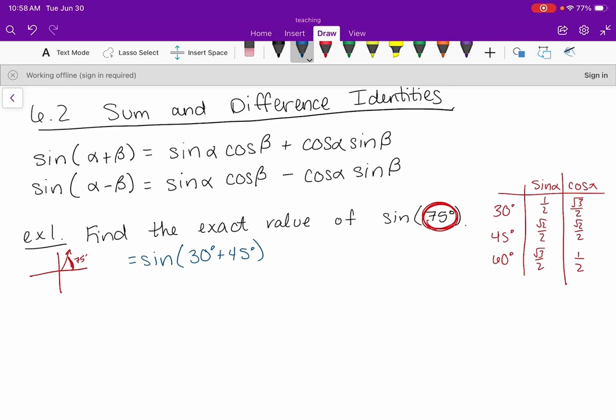Now this is not as simple as just saying, okay, let's do sine of 30, sine of 45, and then add them together. Not that easy, unfortunately. That's why we have the identities. So if you want to add two angles like this, we need to use the other half of this identity. I'm treating my alpha like 30 degrees, my beta is like 45. So I'll have sine 30 degrees times cosine 45 degrees plus cosine 30 degrees sine 45 degrees.